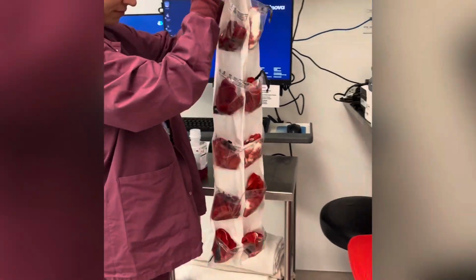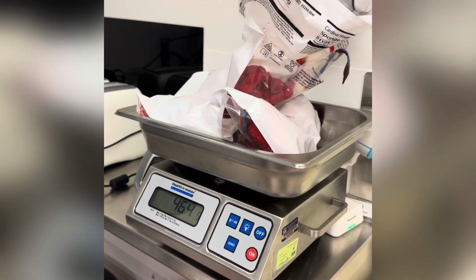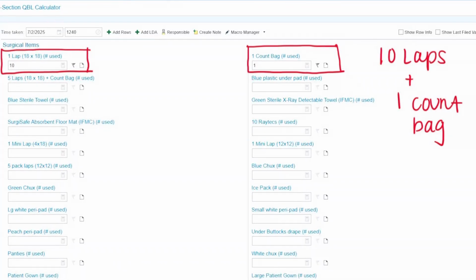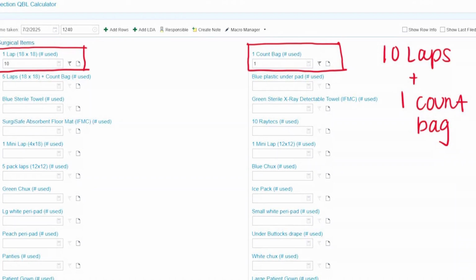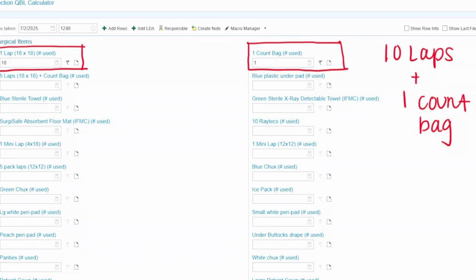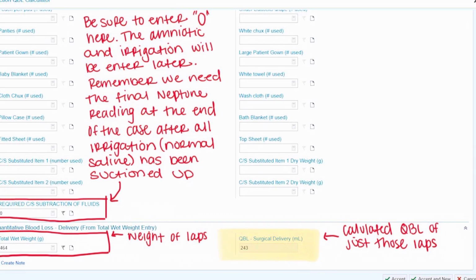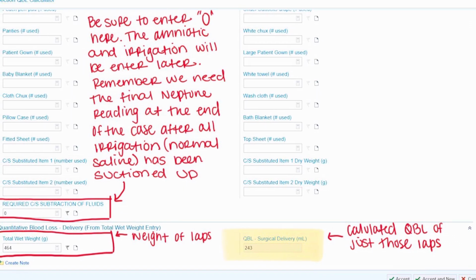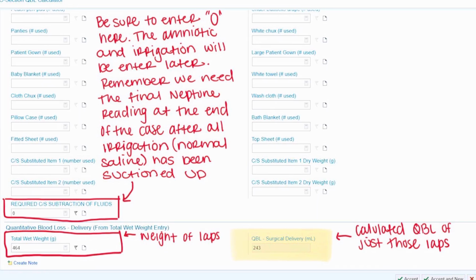This is important to remember when entering into the QBL calculator. Note the weight of 464 grams. Enter 10 laps under number of 18 by 18 laps used, and then enter 1 under count bag. Enter 0 for required C-section subtraction of fluids, and enter 464 in the total wet weight. Hit accept.